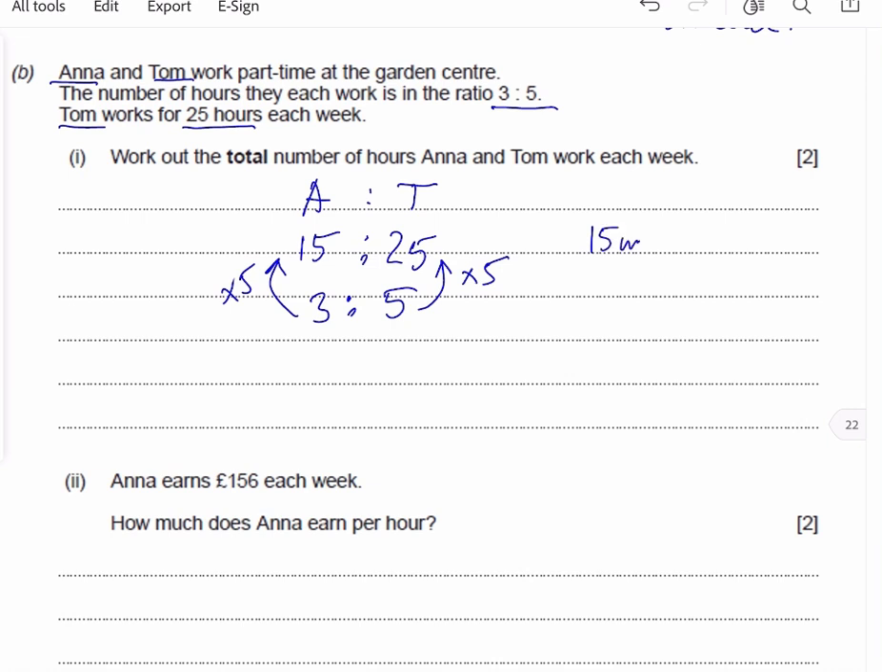And Tom 25. No, it's the number of hours, not pounds. So Anna works 15 hours, Tom 25 hours. So we need to find the total number of hours they both do and add them together. 15 plus 25 is 40 hours for both of them.